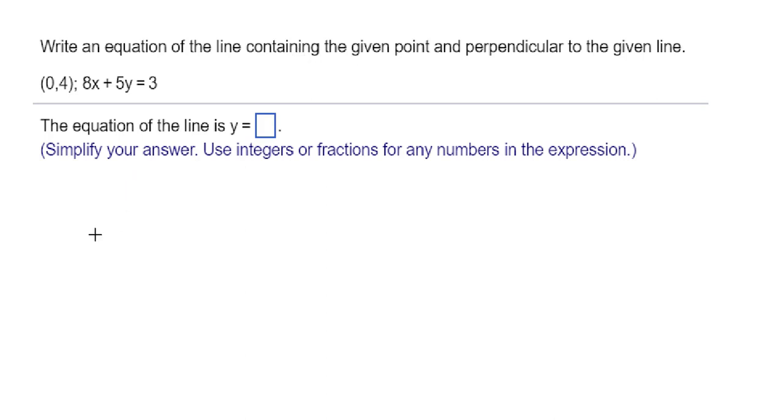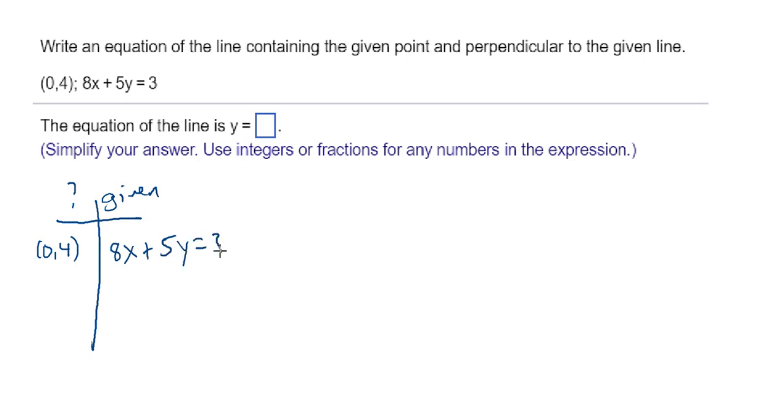All right. So what you should find when you do this problem yourself is you'll set it up the same way that we did the previous two. The point we're given here is 0, 4. The line that we're given the equation of is 8x plus 5y equals 3.